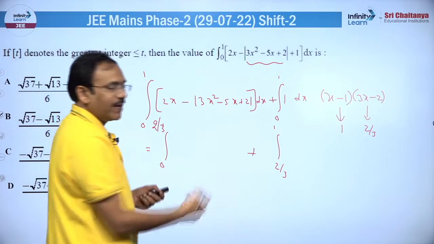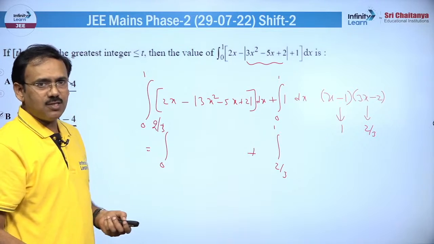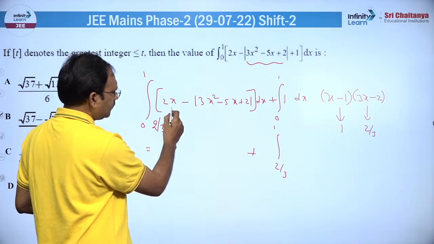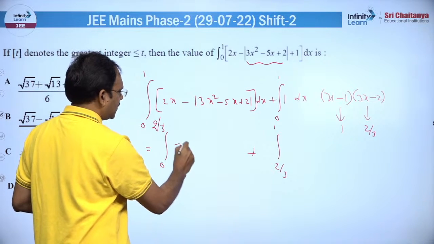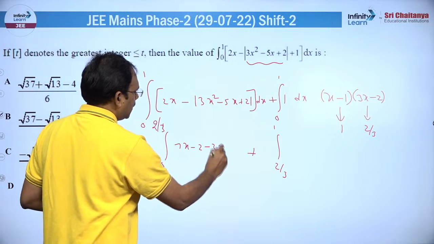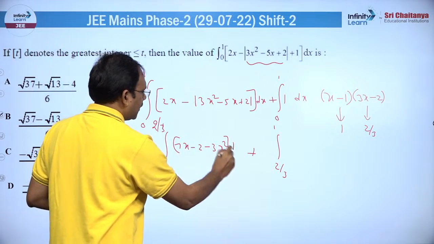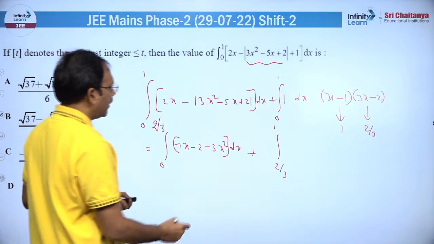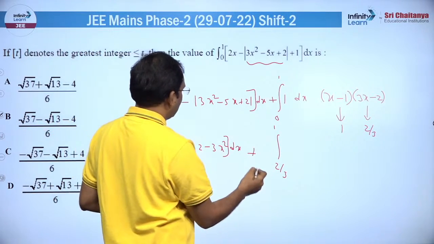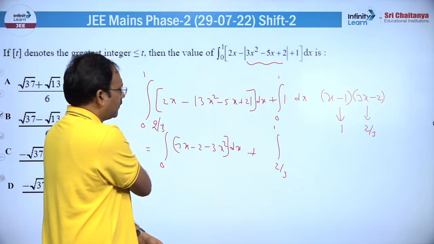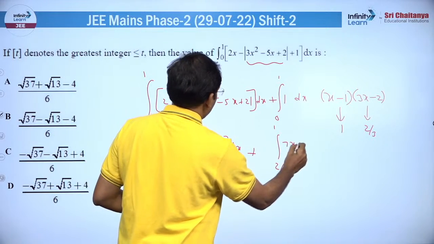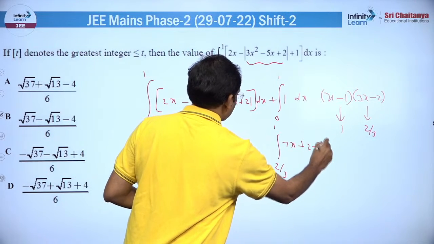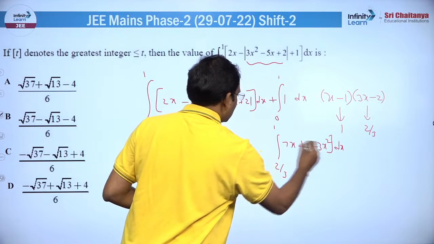Between 0 and 2 by 3, this is going to be positive. So, you can write this as it is, so that 2x minus 3x square plus 5x minus 2, that is 7x minus 2 minus 3x square, with step, dx. And here from 2 by 3 to 1 it is going to be negative, means you will get plus 3x square, that is minus of this, means plus 5x, so 2x plus 5x is 7x, and you are going to get plus 2 minus 3x square dx, my dear friends, with step.